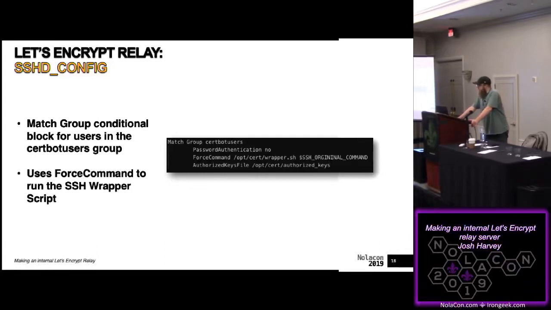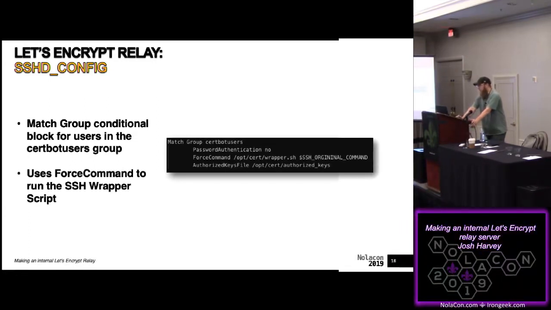We do this by adding a match group conditional block to the SSHD config. You can see we're defining 3 options inside of this match group. Password authentication. We already have the user's public SSH key, so we disable the option for passwords to be used. This also helps us control who has access to the relay and avoids us having to manage passwords.